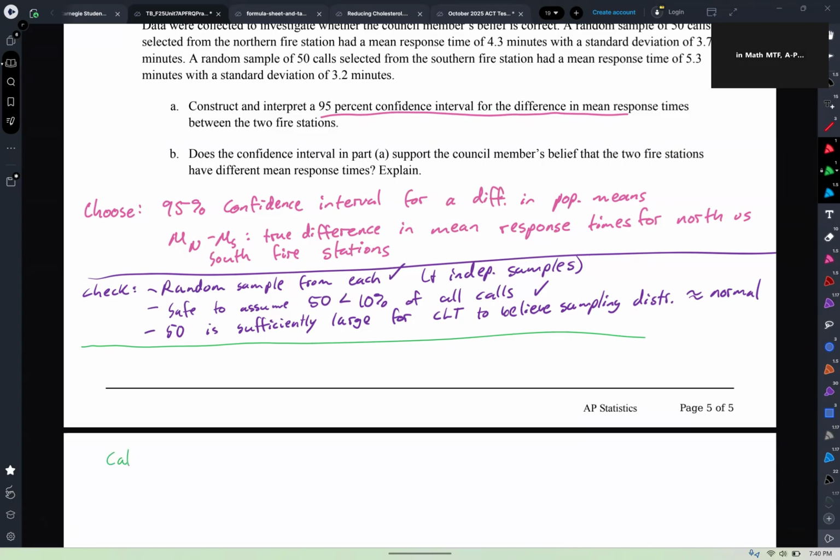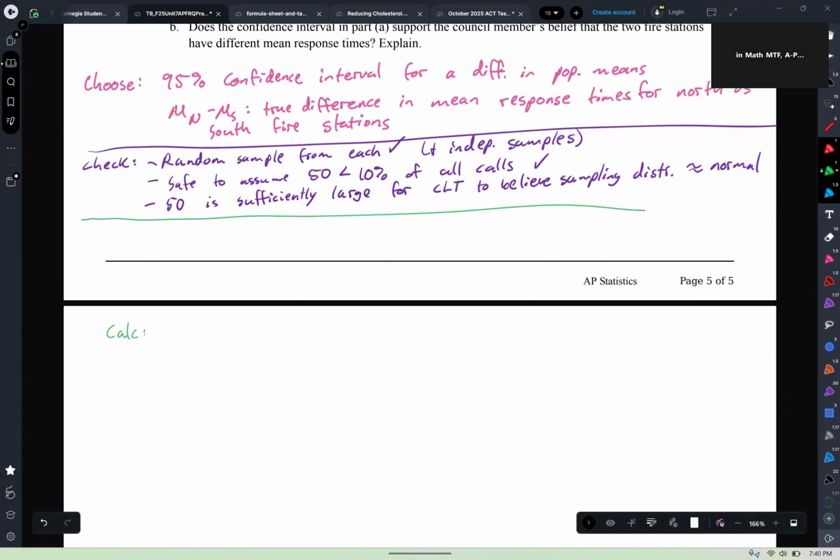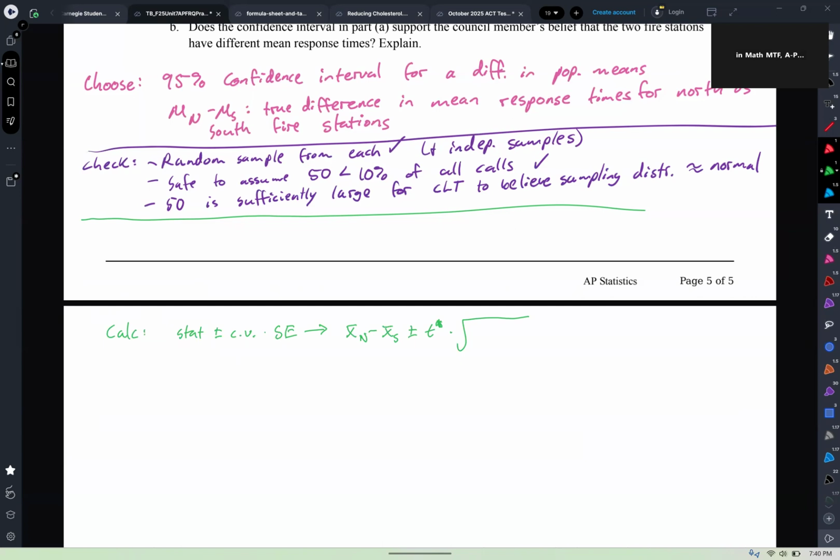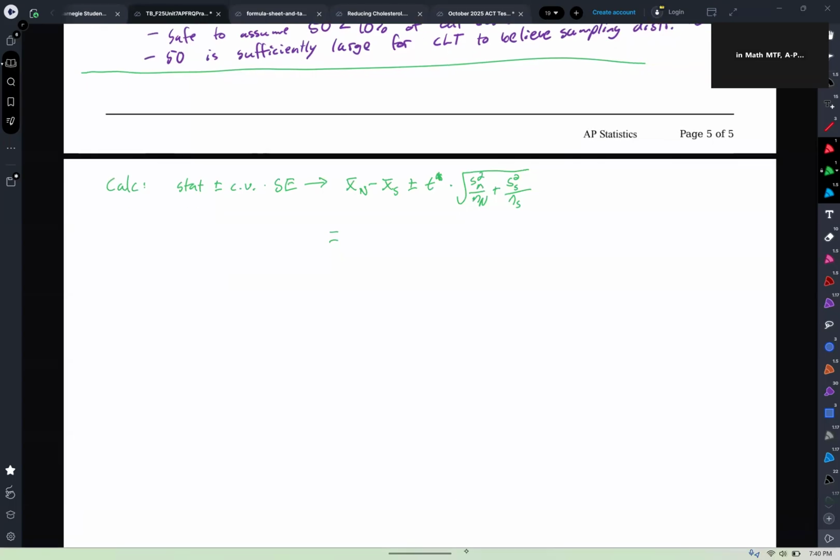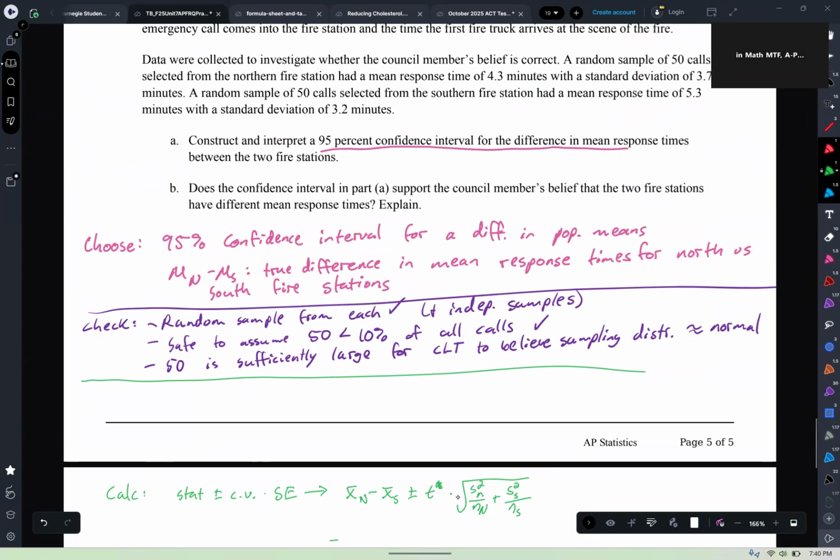Calculate. So statistic plus or minus critical value times standard error gives me x bar north minus x bar south plus or minus t star times the square root of s squared north divided by n north plus s squared south divided by n south. All right, let's run this. Actually, let's just put in some values.